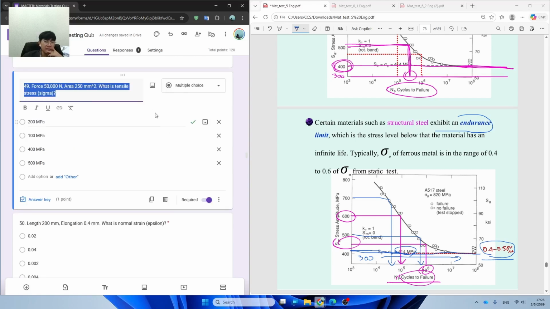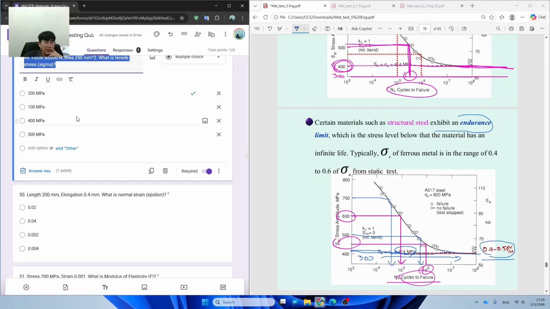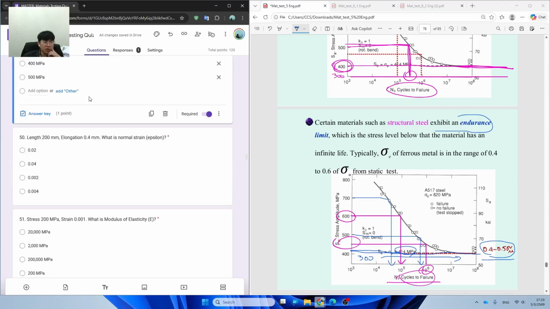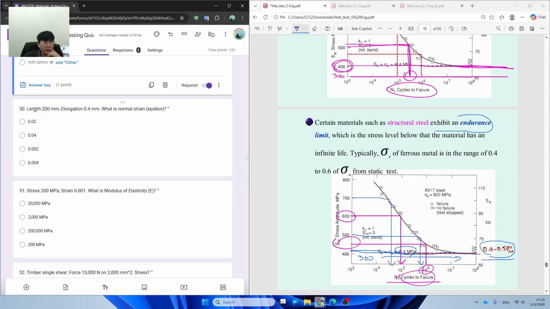And we have another one, which is the calculation part. I think you guys may be able to do it. This one is just force over area, and the answer is 200. So you can just try to calculate by yourself. We have another one, which is 50.